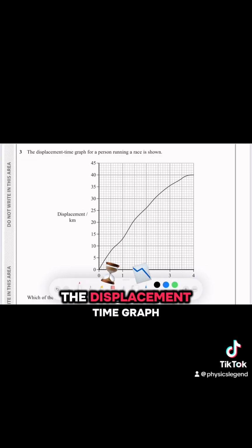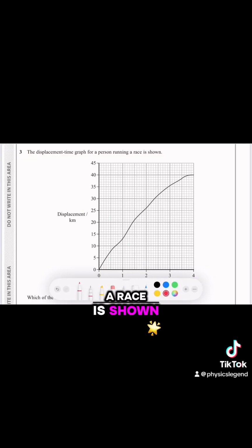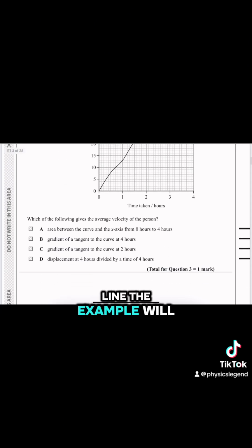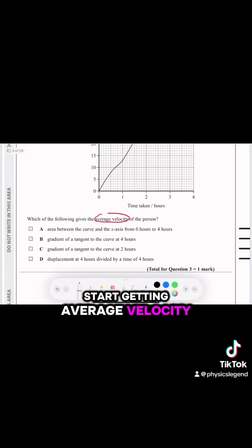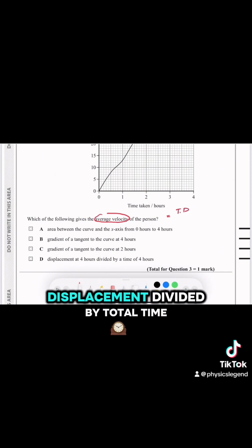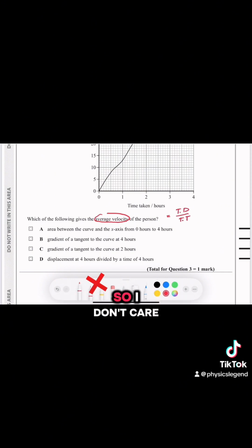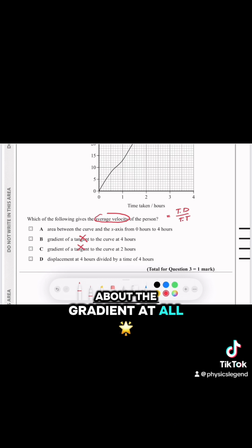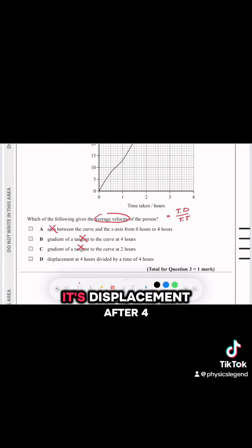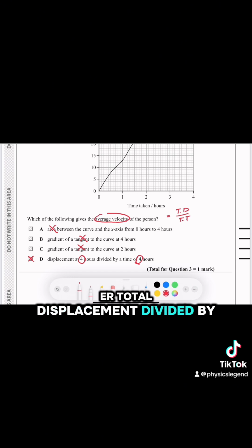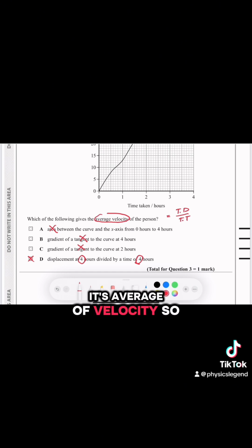In this question, the displacement time graph for a person running a race is shown. The examiner gives us the data on the y-axis and x-axis, and he drew a curved line. It's not a straight line. The examiner is targeting average velocity. Average means total displacement divided by total time. So I don't care about the gradient at all, and I don't want the area under the graph. It's the displacement after 4 hours divided by the time taken, which is 4 hours: total displacement divided by total time. It's average velocity. So for question 3, the correct answer is D.